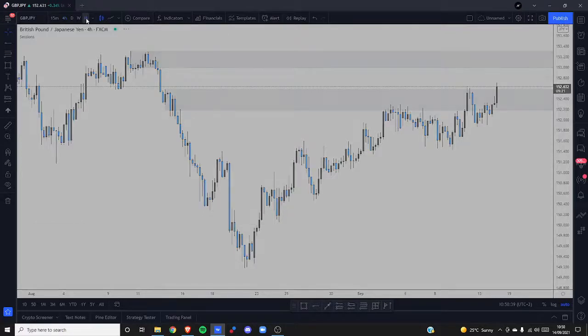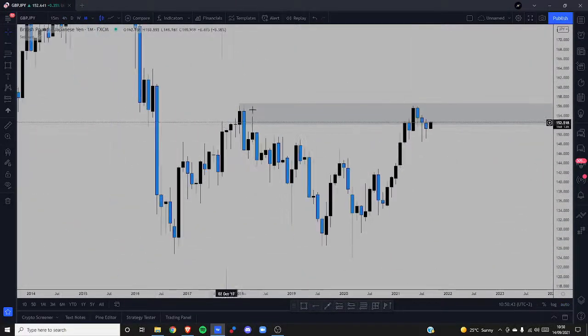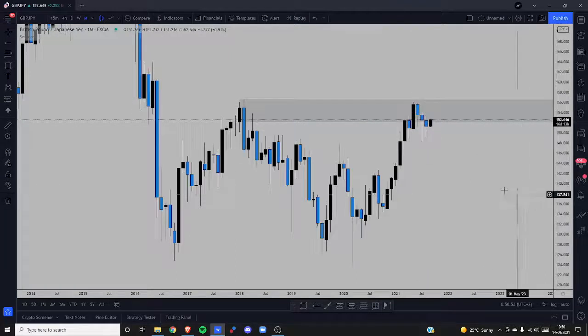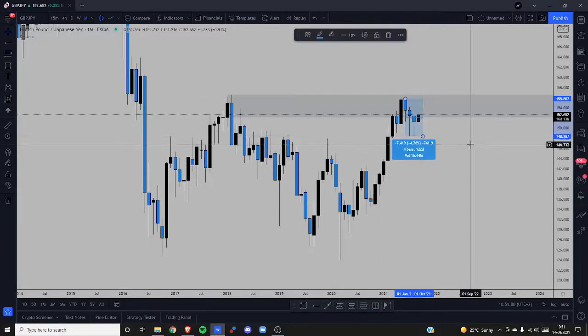Okay, so for example, let's go on the monthly. You can see we have a supply zone right here. At the top we have the sell zone, and you can see the price came into it and is reacting to it and is respecting it. This might look small, but this is 700 pips. It had a little over 700 pips, almost 750 pip reaction.